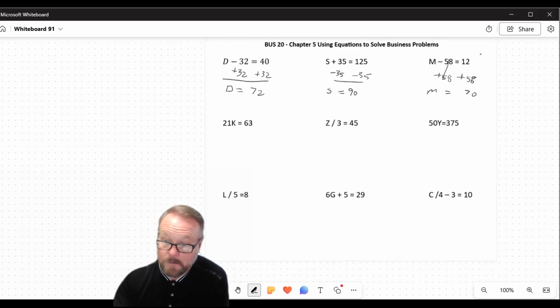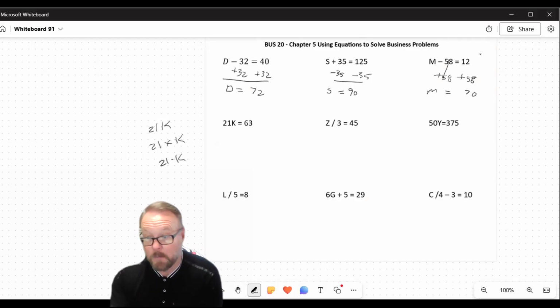All right, now we get to the first multiplication problem. And by the way, multiplication can be represented in algebra, or in mathematics, in many different ways. You can do 21k, as we're seeing here, which means 21 times k. You can do 21 times k. That would be valid too. All of them equal the same function. And what did we say? If it was multiplication, we need to do the opposite, which is division.